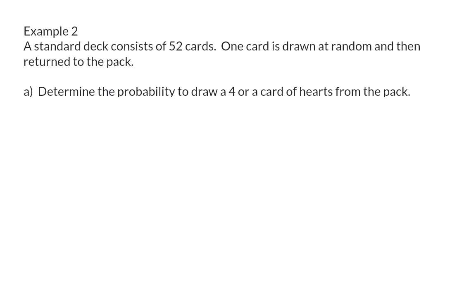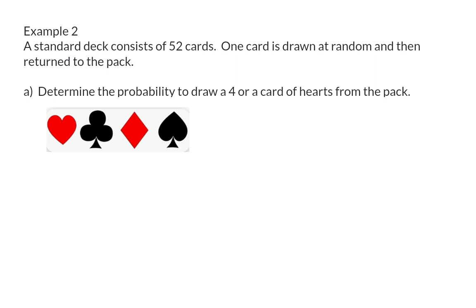Example 2. A standard deck consists of 52 cards. One card is drawn at random and then returned to the pack. Question A. Determine the probability to draw a 4 or a card of hearts from the pack. Remember that each deck of cards has 4 suits in it, and in each suit we have 13 cards. So to draw a 4, we can have a 4 of hearts, a 4 of clubs, a 4 of diamonds, or a 4 of spades. So there are 4 different cards with the number 4 on them.